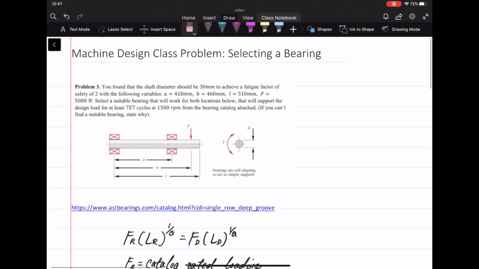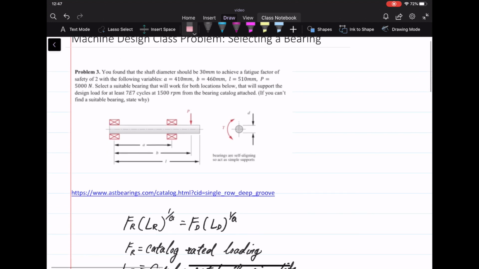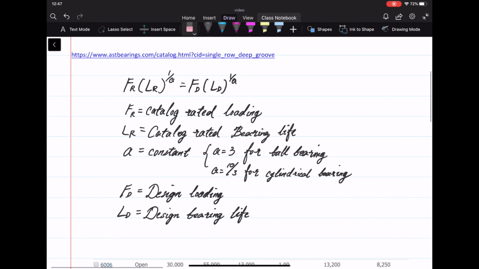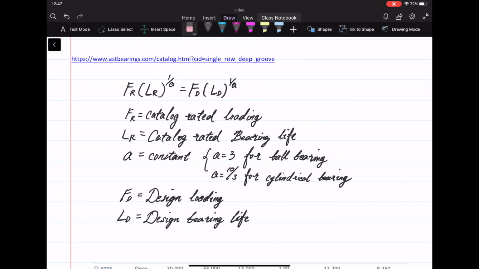Today we're going to talk about a problem for the machine design class in the College of Mechanical Engineering. This problem is about selecting a bearing. Before we do this problem, we need to know an equation that will help us select the bearing from the catalogs.